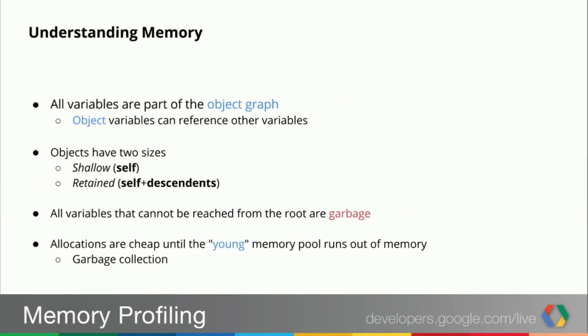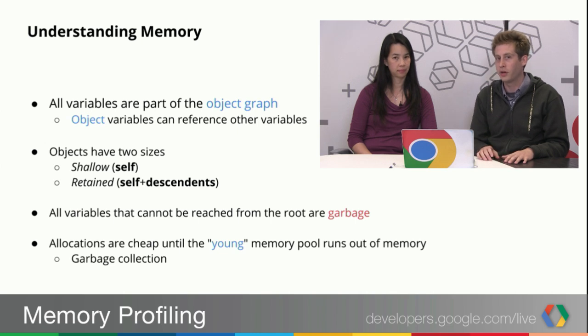So in summary, all variables that you have in JavaScript are part of the object graph. And the only inner nodes in an object graph are JavaScript objects. They're the only type of variable that can reference other variables. And objects have two sizes: the shallow size, which is just the size of the object itself, and then the retained size, which is the size of the object itself, plus all of its descendants' shallow sizes.